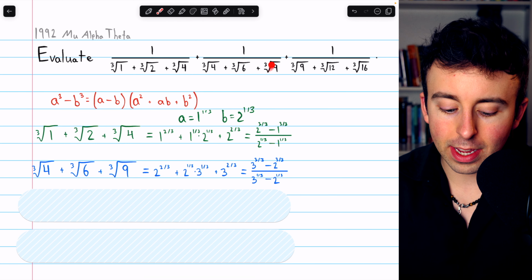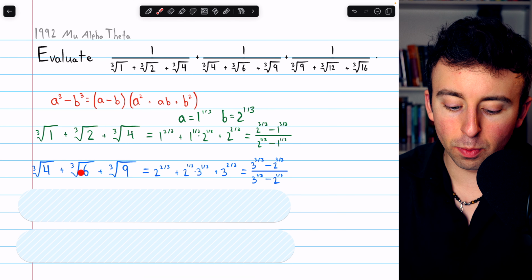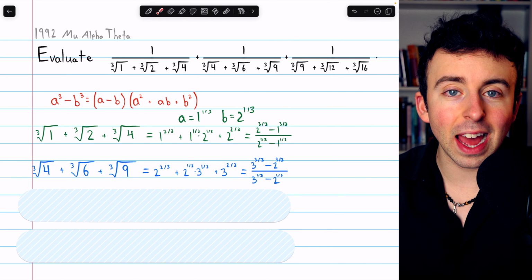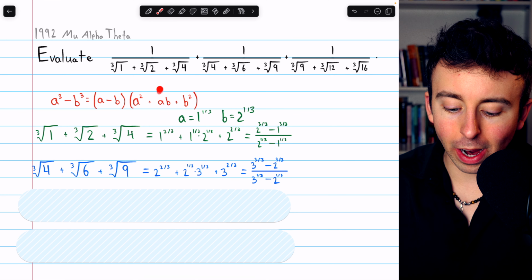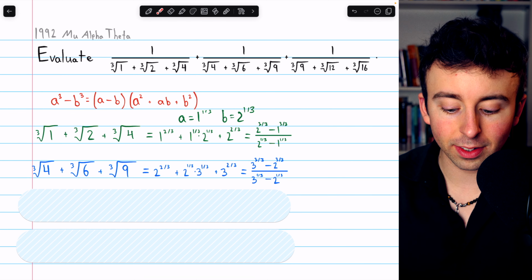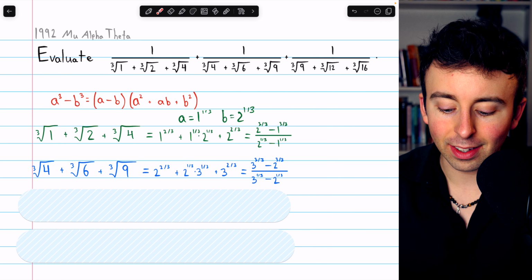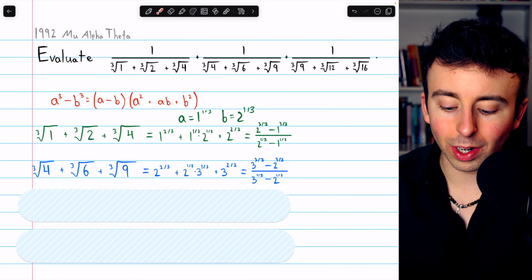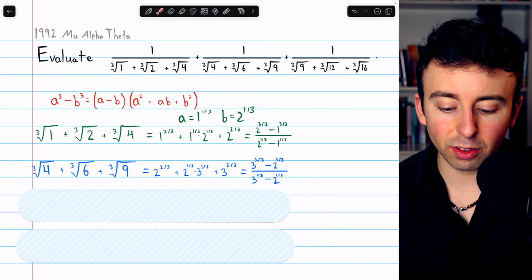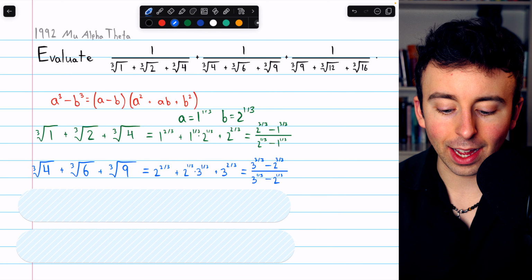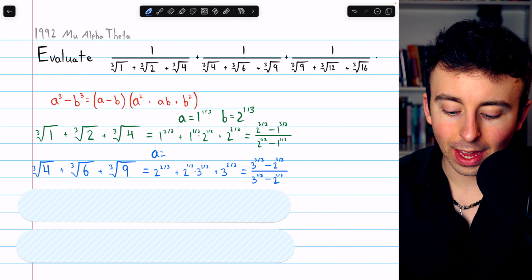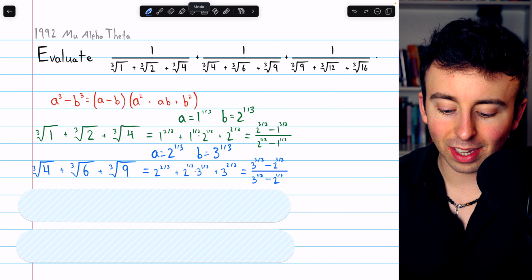The denominator right here is the cube root of 4 plus the cube root of 6 plus the cube root of 9. Again, we're going to try to rewrite it like this. The cube root of 4 is 2 to the 2/3. And then the cube root of 6 is 2 to the 1/3 times 3 to the 1/3. And then the cube root of 9 is 3 to the 2/3. In this case, we're thinking of a as 2 to the 1/3, and we're thinking of b as 3 to the 1/3. And again, we're just using this factorization.